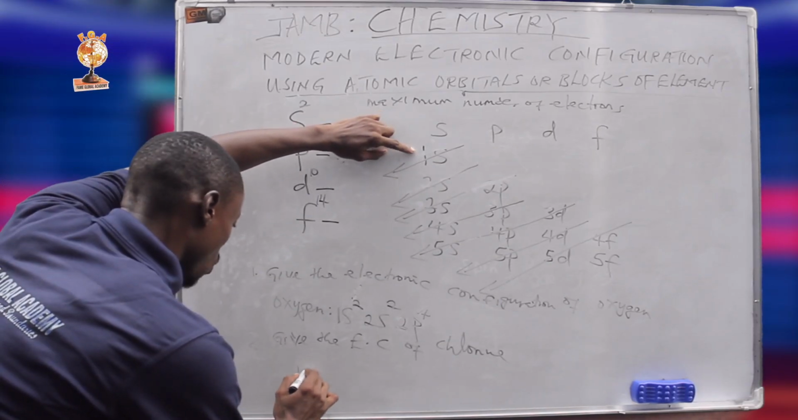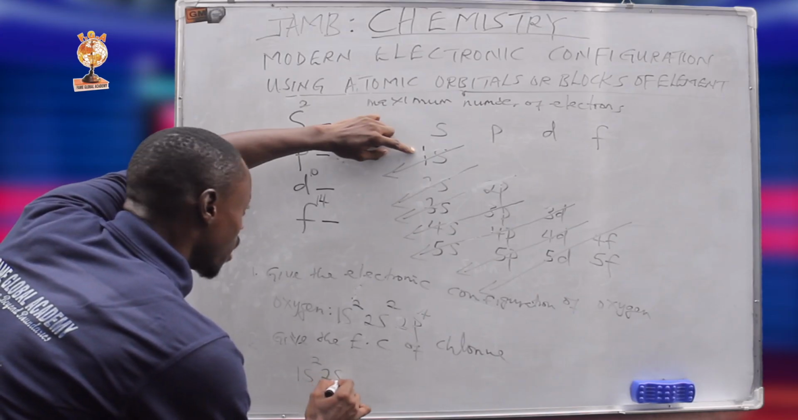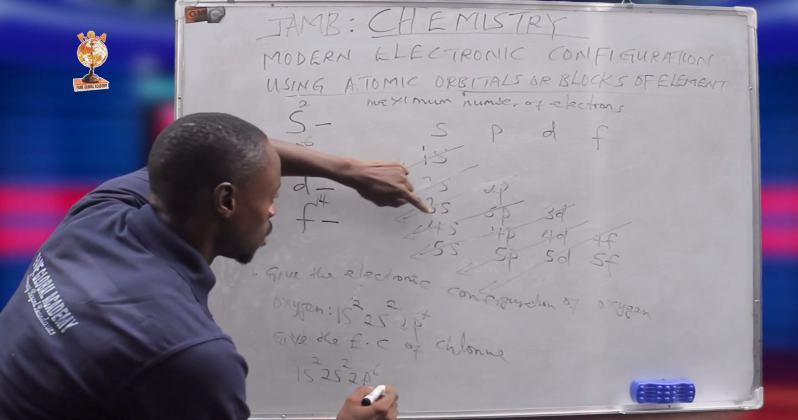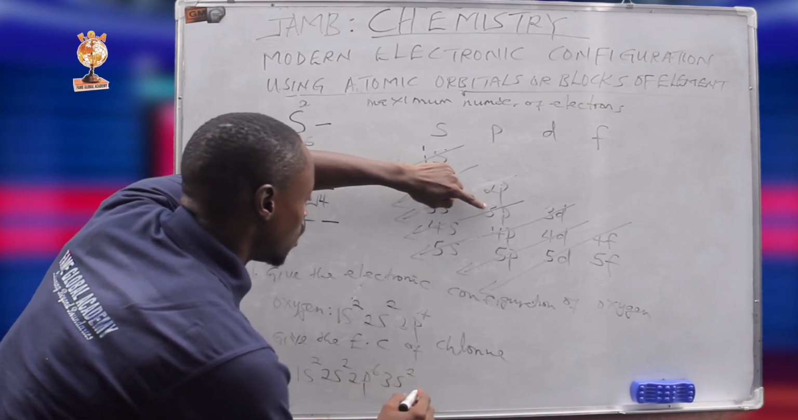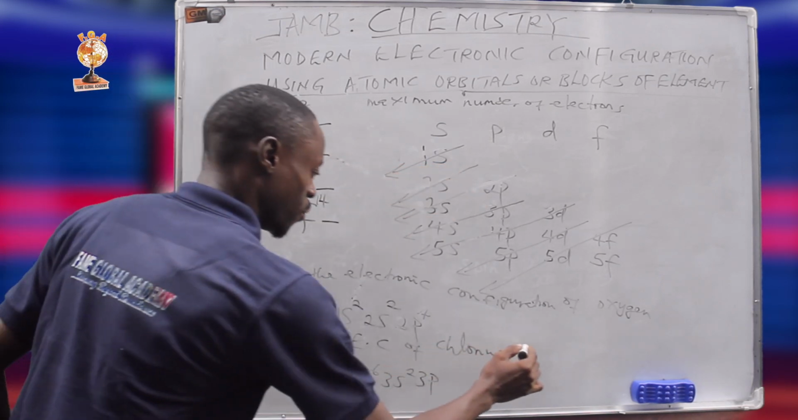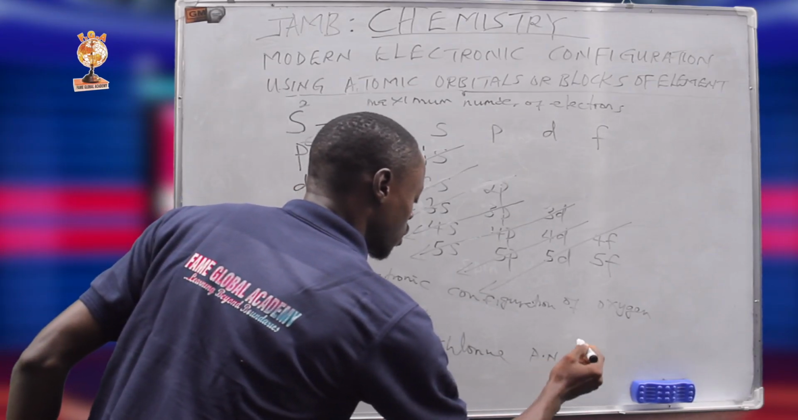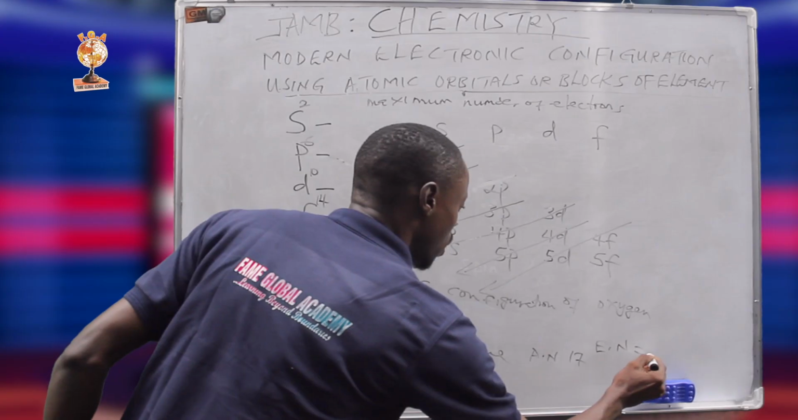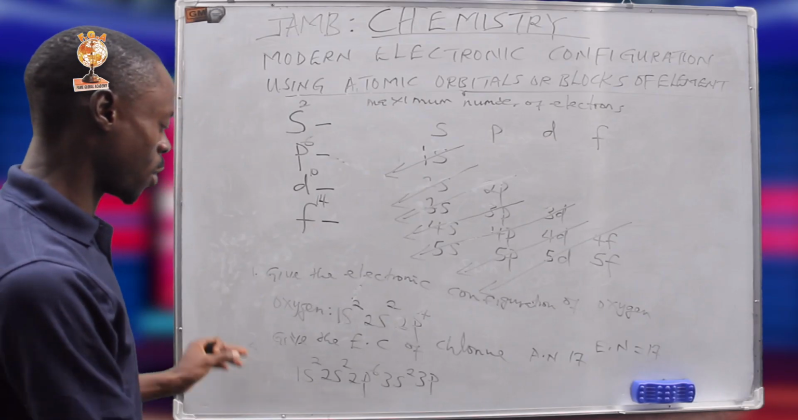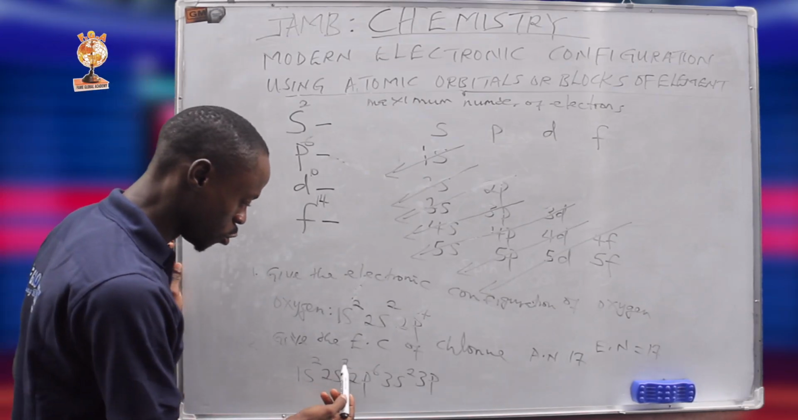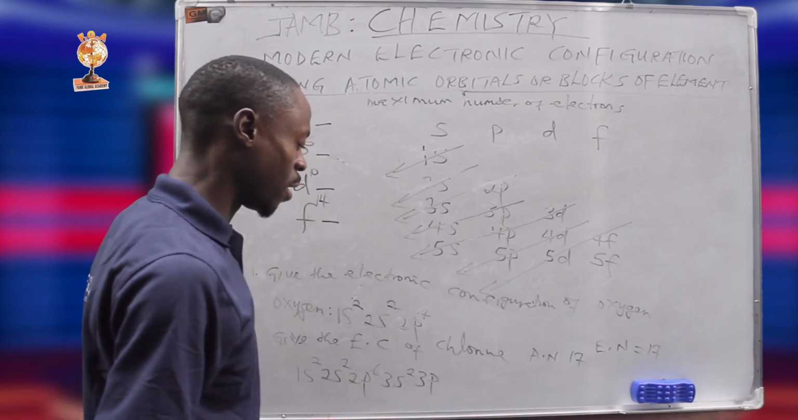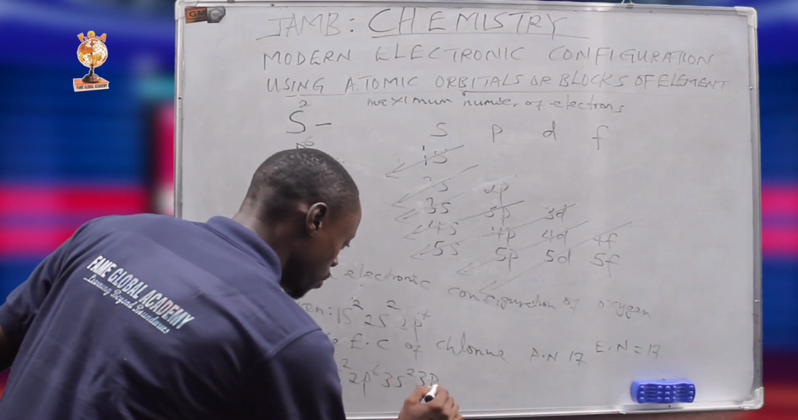We have 1s2, 2s2, 2p6, 3s2, 3p. Let me sum up the powers to ensure that it won't exceed 17. The atomic number is 17, of course it simply means the electron number is equally 17. We are talking about electronic configuration, so it's the electron number that we use in writing electronic configuration. We have 2 plus 2, 4, plus 6, 10, plus 2, 12. Then we have 5 left. You cannot write 3p5.